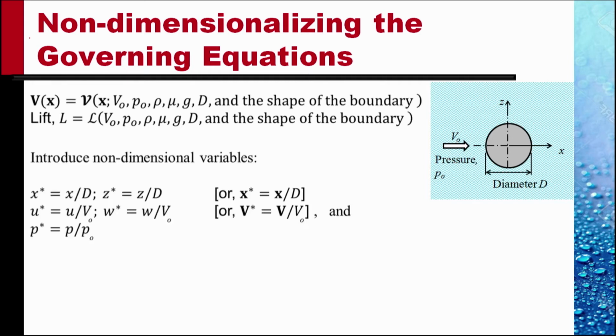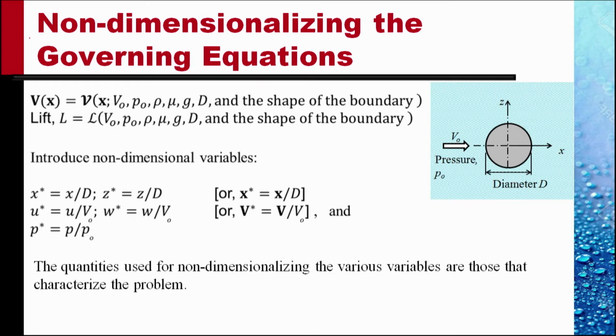We non-dimensionalized by introducing the non-dimensional variables. X star is equal to x by d, z star is equal to z by d. The velocities u star and w star by dividing them by the free stream velocity V naught, and the non-dimensional pressure P star as P divided by the pressure far upstream. The quantities used for non-dimensionalizing the various variables are those that are characteristic of the problem.